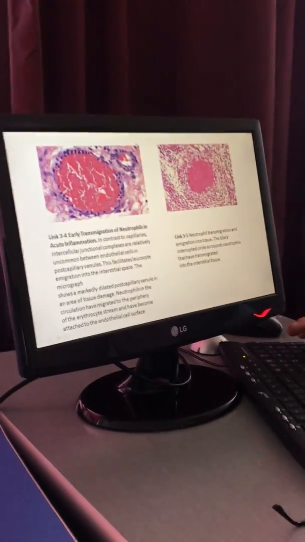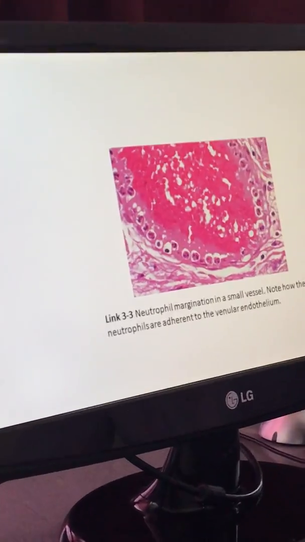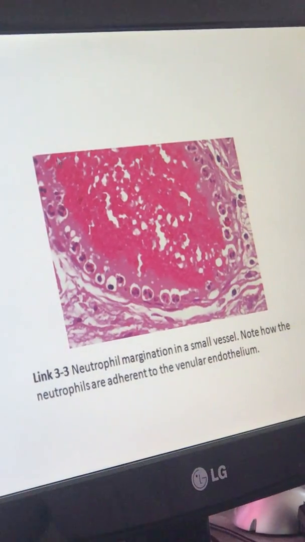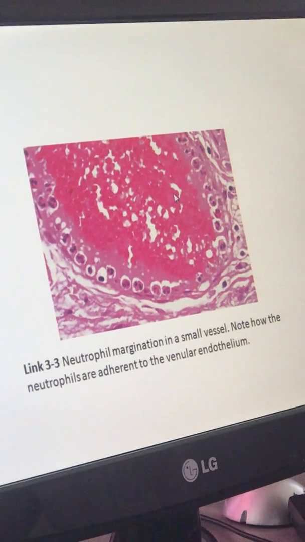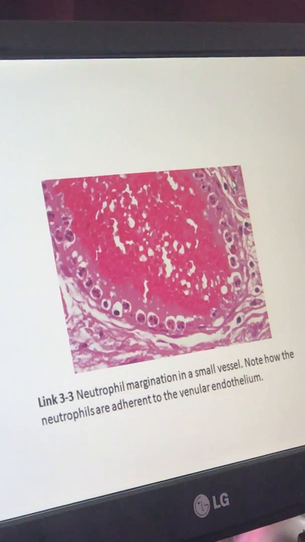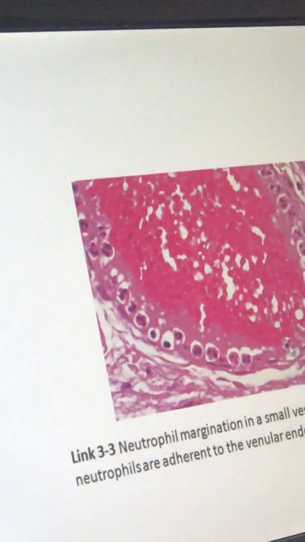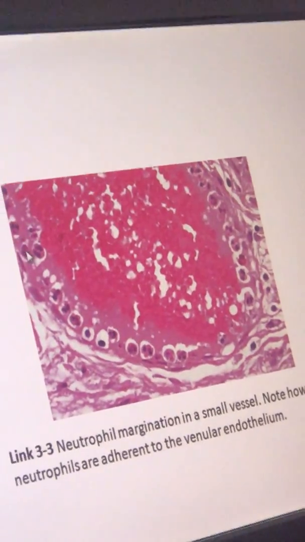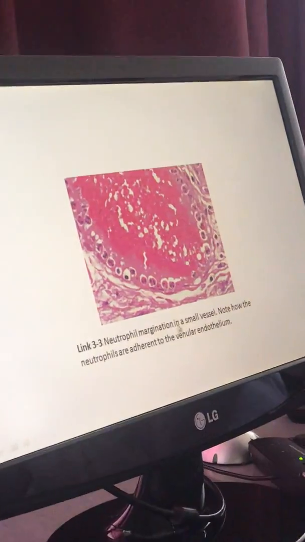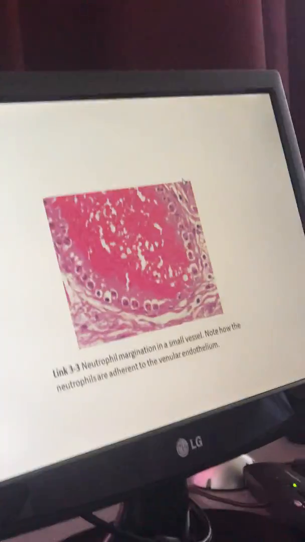Before this we also have a nice picture showing margination. This is a vessel containing blood. You see all this blood area is red blood cells. And this is the vessel wall. All these multilobulated cells that have come near to the vessel wall are neutrophils. You see all of these? They have come toward the vessel wall, and this is called margination. So this is neutrophil margination in a vessel wall. These neutrophils have adhered or bound to the venular endothelium. This is margination.